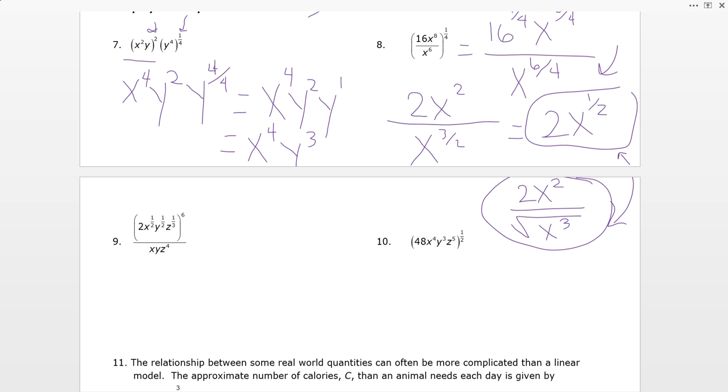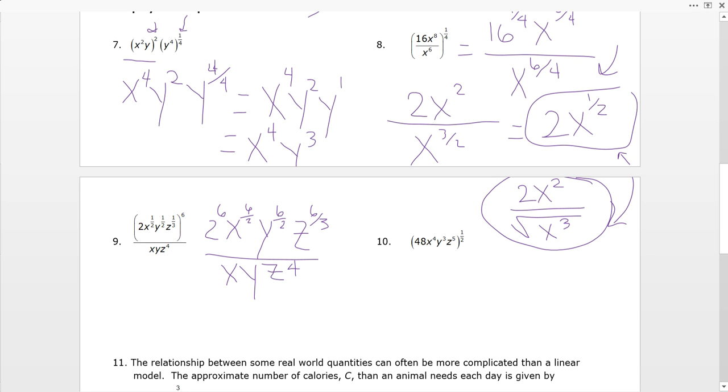So let's do number 9. I'm going to multiply everything times 6. So I have 2 to the 6th, x to the 6 over 2, y to the 6 over 2, z to the 6 over 3. I multiplied everything times that exponent 6. And then on the bottom I have x, y, z to the 4th.